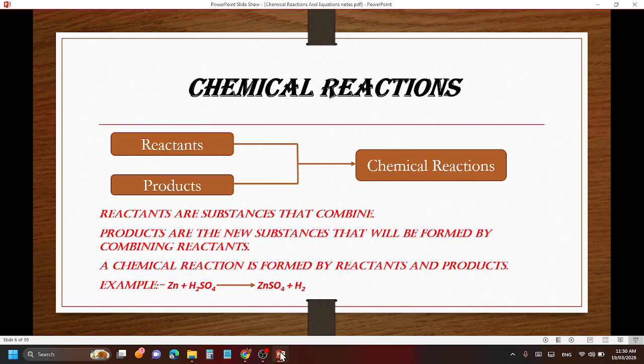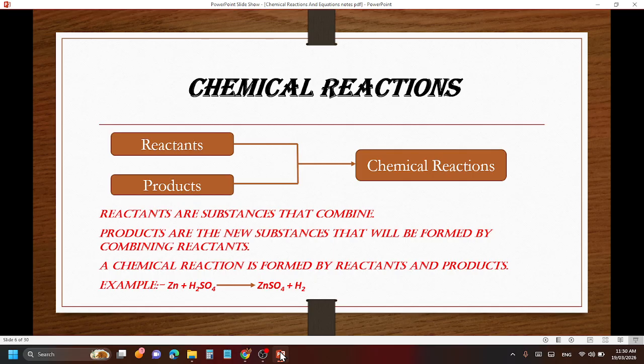Reactants are substances that combine. It means that in a chemical reaction, the substances which combine together are called reactants. As the name suggests, reactants react. They react with each other to form a new substance, and that causes a chemical reaction. Products: when the reactants react together, they form something. That something is called the product. Products are the new substances formed by combining the reactants. So reactants and products together form the chemical reaction.